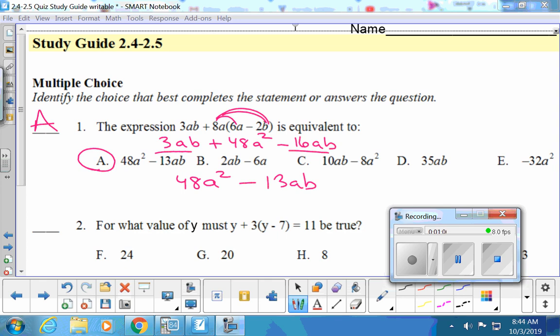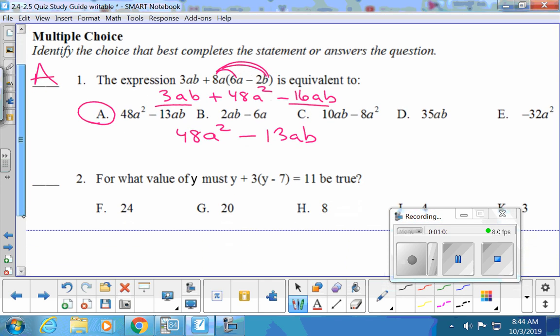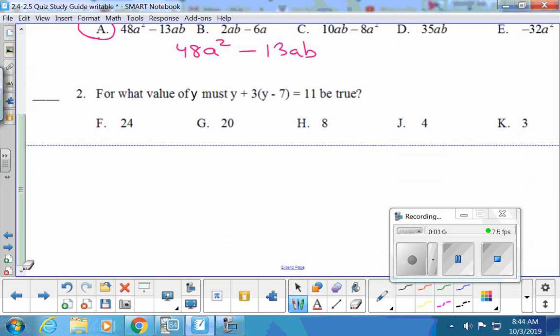All right, scholars, we are on number 2. I need your help. What number is going to distribute on number 2? The 3. Very good. So we're going to take the 3 to there. It'll be a 3y. We'll take the 3 to there. It'll be a negative 21.